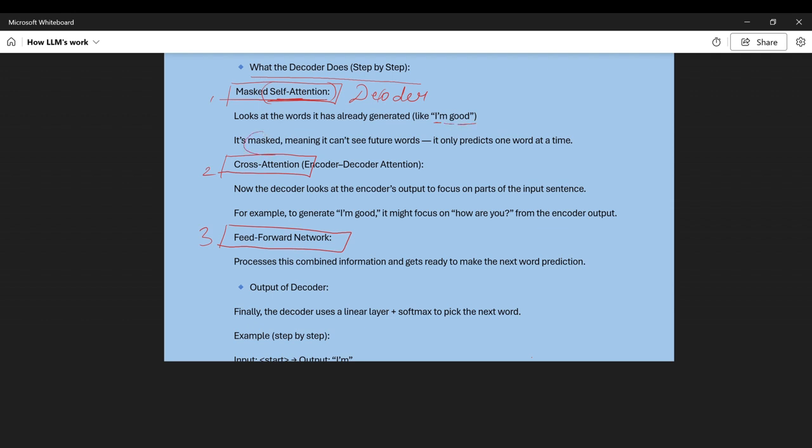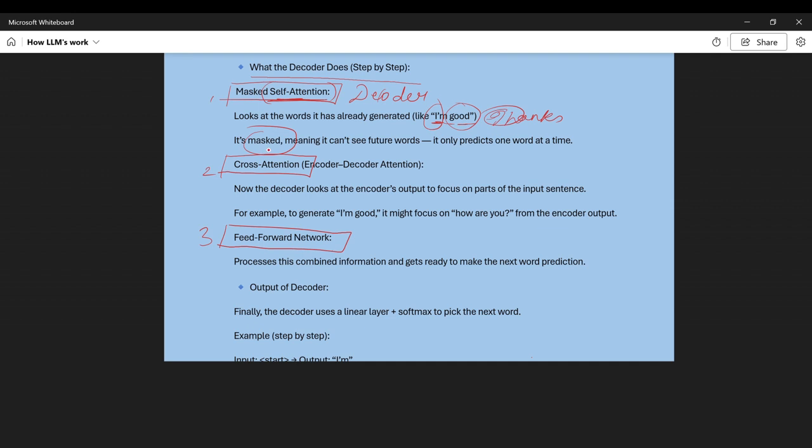So when I say masked, it means it cannot see the future words. One at a time it will generate. First it will generate I am, then it will generate good, and then it might generate thanks. So it is masking, meaning it cannot see the future word. It only predicts one word at a time.